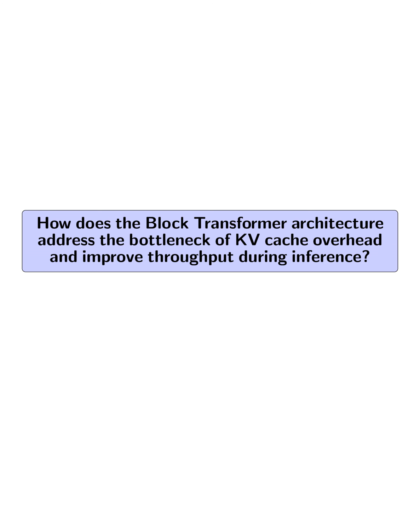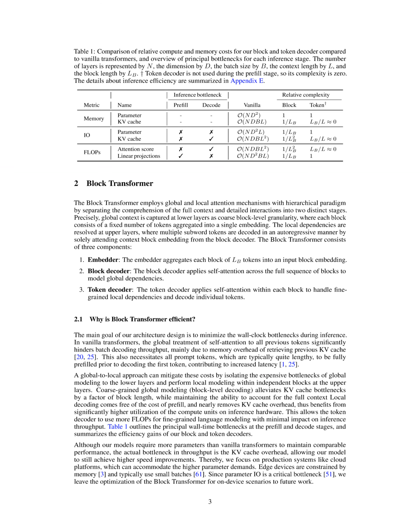The block transformer architecture addresses the bottleneck of KV cache overhead and improves throughput during inference by employing a global-to-local approach. Specifically, the architecture separates the comprehension of full context and detailed interactions into two distinct stages. Global context is captured at lower layers with coarse block-level granularity, while local dependencies are resolved at upper layers by decoding multiple subword tokens within each block.